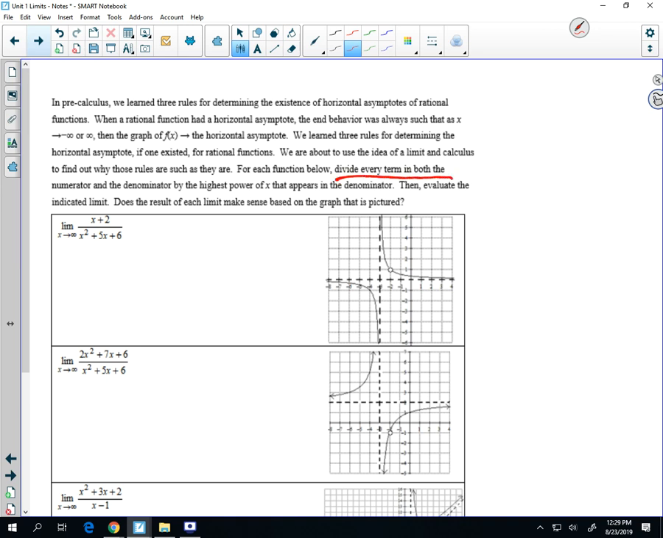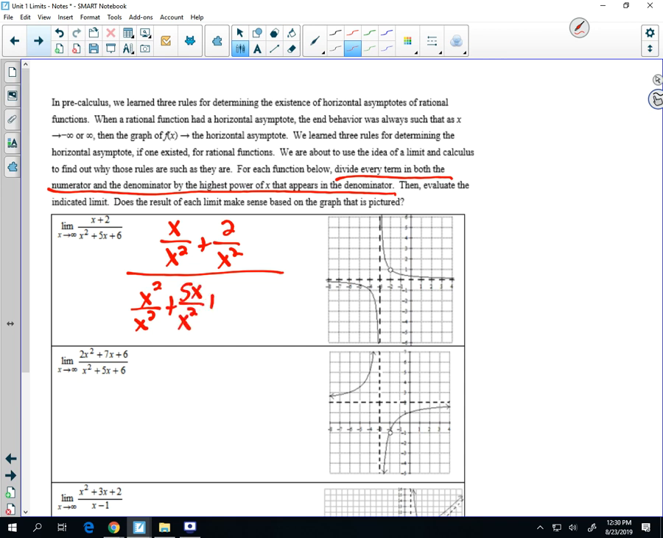If you divide every term in both the numerator and the denominator by the highest power of x, then you'll see that you can take the limit, because we know 1 over x always has a value going to 0 as x gets bigger towards infinity, right? So on this one, I can't plug infinity in here, but if I divide by the highest power in the denominator, which is x squared, I would get x over x squared plus 2 over x squared over x squared over x squared plus 5x over x squared plus 6 over x squared.